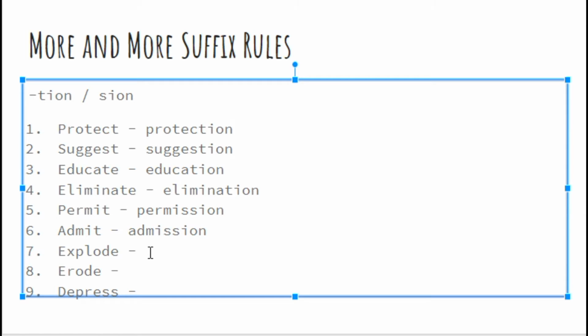Lots of you got these 2 wrong on the test. Explode. There's just 1 S. Explosion. Erosion. And you guessed it, depression has 2 S's. Okay. Good.